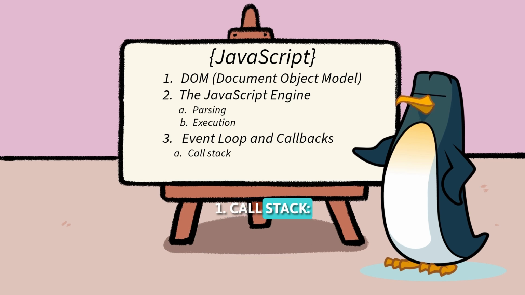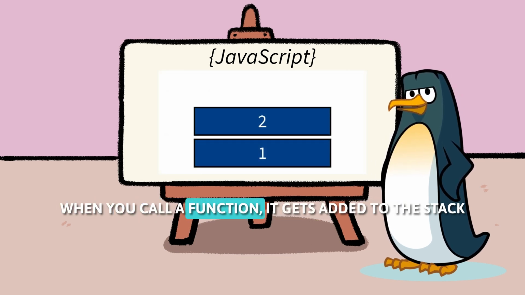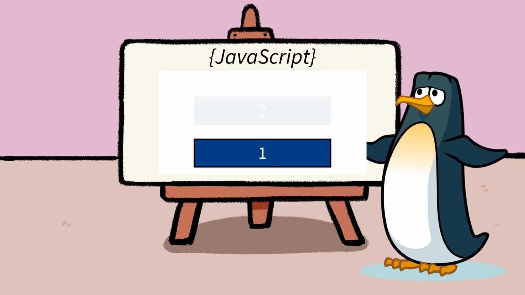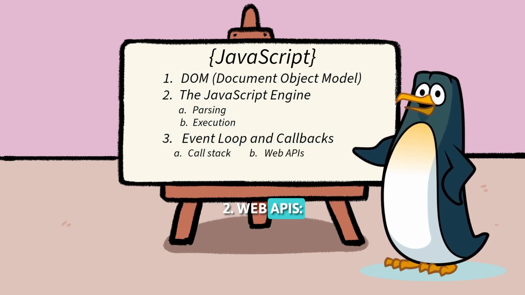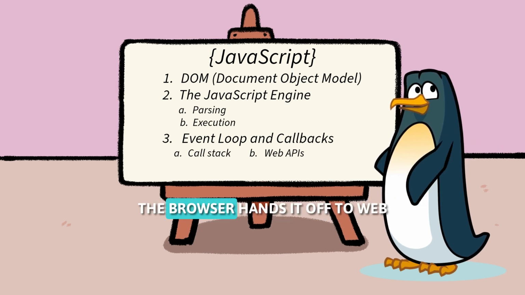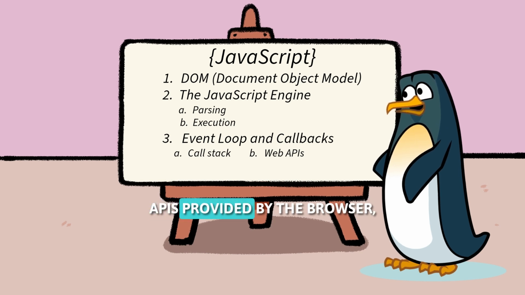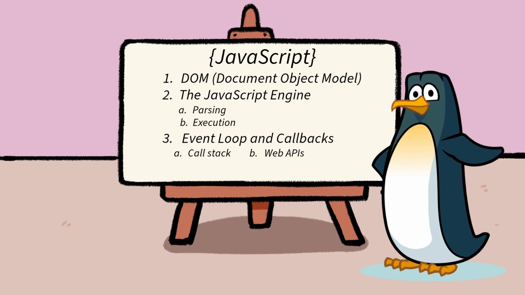First is call stack. This is where JavaScript executes functions. When you call a function, it gets added to the stack. Once it finishes, it's removed. Second is web APIs. When a task like fetching data takes too long, the browser hands it off to web APIs, provided by the browser, which run independently of the main JavaScript thread.